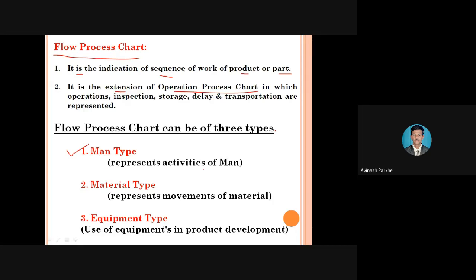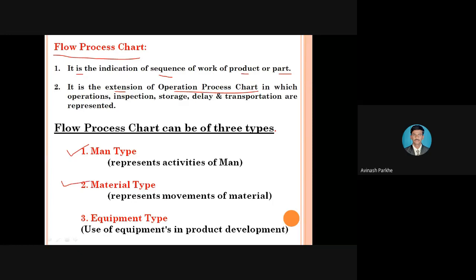For example, he has to take that particular raw material from the storage device. He has to hold that material in the jaw or in the machine. Then he has to start the machine. Then the machine is working. After the work is finished, he has to release that component from the jaw or from the machine, and he has to place that component in the storage device. That means during the operation, while converting the raw material into the finished goods, whatever number of activities are performed by the man, all those activities are represented by using this particular flow process chart.